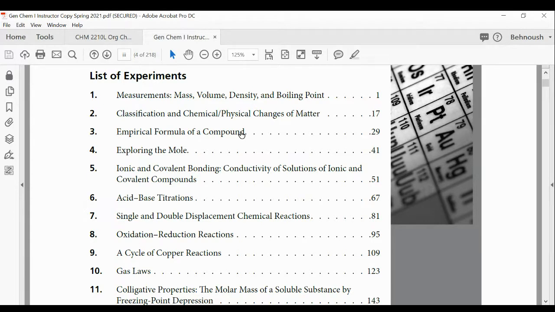So empirical formula, same thing. Exploring the mole, maybe just a calculation of mole to mass or mass to mole, or Avogadro's number.